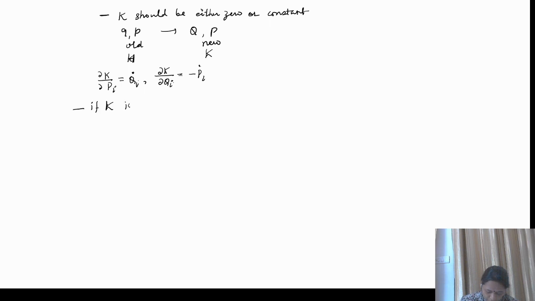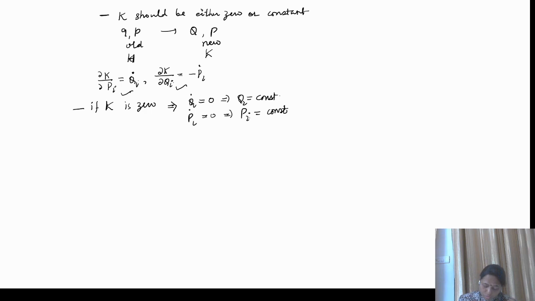This is one case. If K is 0, what will happen? Our purpose is to find Pi and Qi to be constants. If these are constant, it is very easy to find the solution. So, to fulfill our purpose, either K has to be 0 or K has to be constant. Because if K is 0, then from this equation Qi dot is 0, which implies Qi is constant. From this equation, Pi dot is 0, which implies Pi is constant.